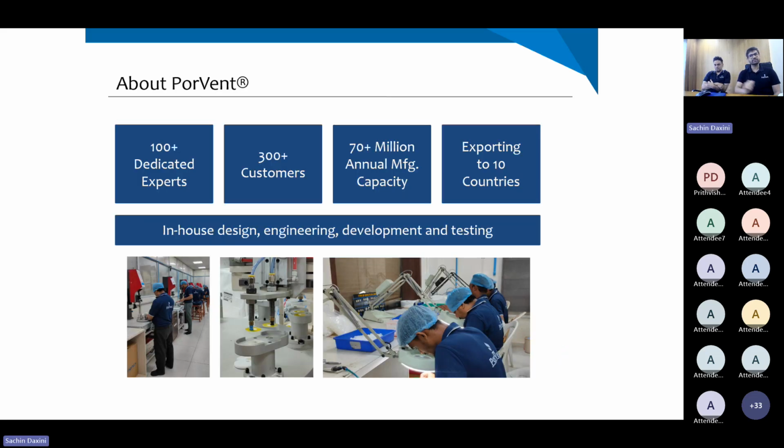So in PorVent, we have about 100 plus people sitting here in Vadodara, which is our headquarters. And we have more than 300 plus customers, an annual manufacturing capacity of 70 million parts. We export from India to 10 other countries, and our in-house design, engineering, development teams also sit here. So everything is in-house, and we have the capability to develop application-ready products from India.